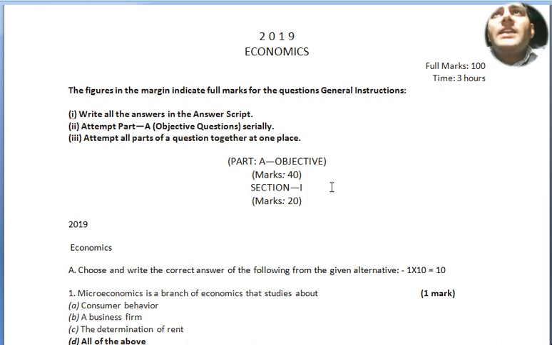Let me tell you, in 2019 the board set the paper but did not segregate class 12 microeconomics, so they have also asked questions related to microeconomics. Right now I'll just read it out. It's just a brief description. Whatever is important from the point of view of the 2021 examination, like macro and Indian economy, is important to you, so try to grab those things, but I'll explain everything as per the question paper that I have made. Okay. Part A objective, marks 40, section 1, 20 marks, 2019 economics. Let's begin.